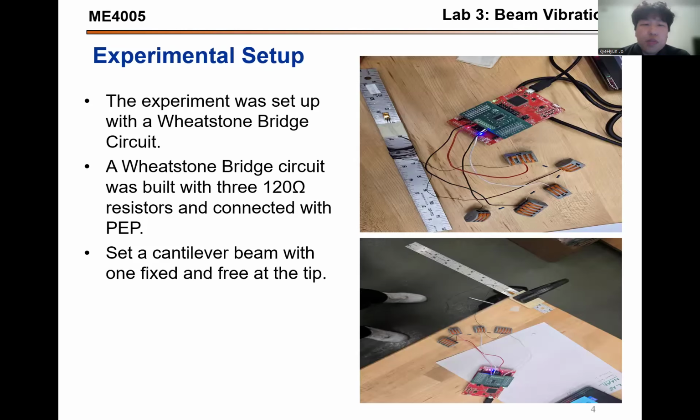So the experimental setup is, as you can see in the top right of the picture, we set up the Wheatstone bridge circuit, which was constructed with 320 ohm resistors and connected with the PEP, which is the red one. Then we set the cantilever beam with one end fixed and the other free at the tip, just like what you can see on the right bottom of this slide.